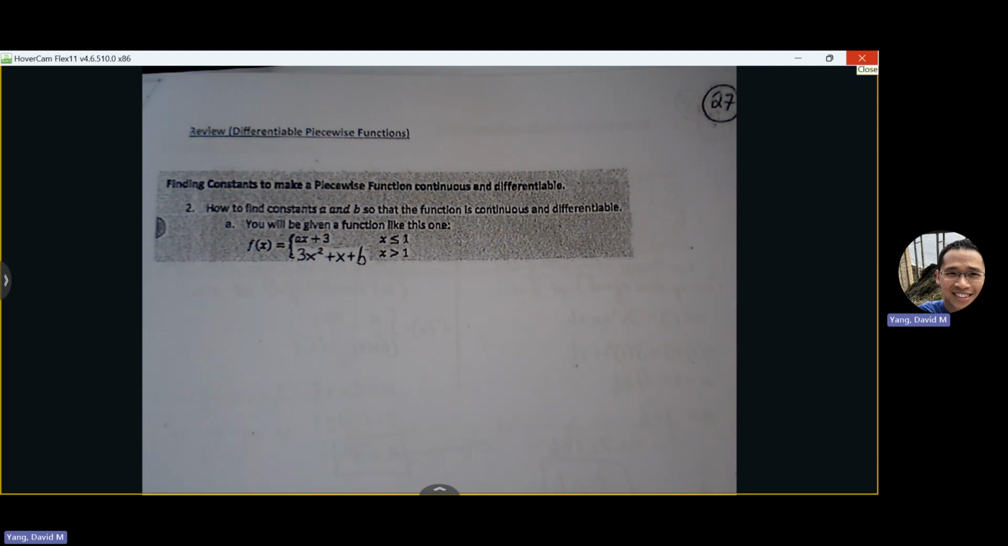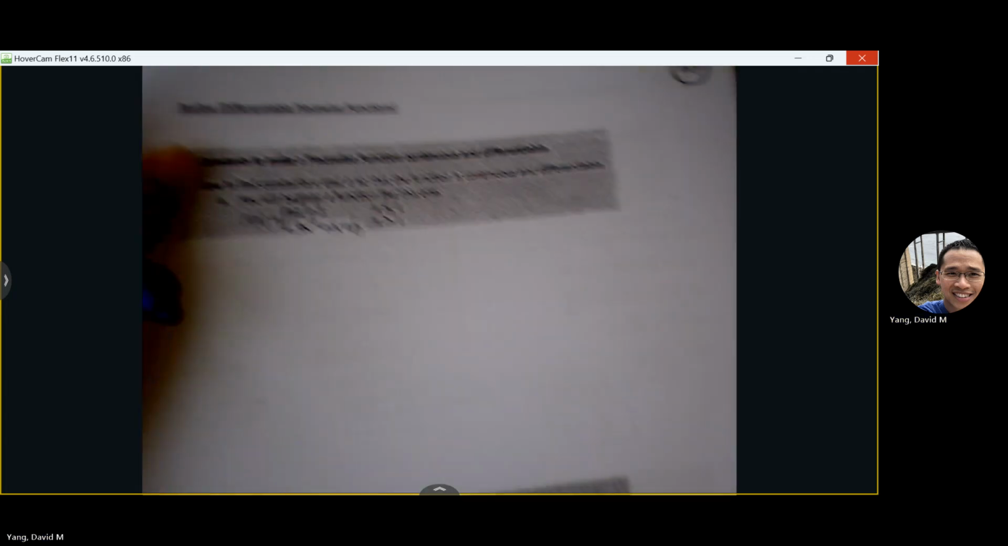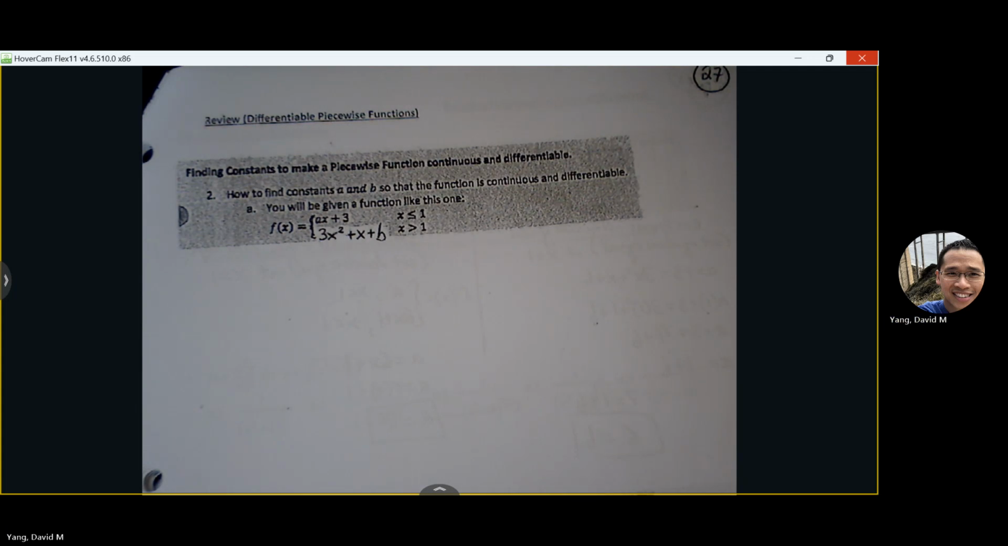Okay, so page 27. We haven't talked about this yet, so this is a very common type of AP exam multiple choice question that they like to give. So I want to make sure that we can do this, and we can also expect to see one of these on the test. So it says, let me read the problem here. It says finding constants to make a piecewise function continuous and differentiable.